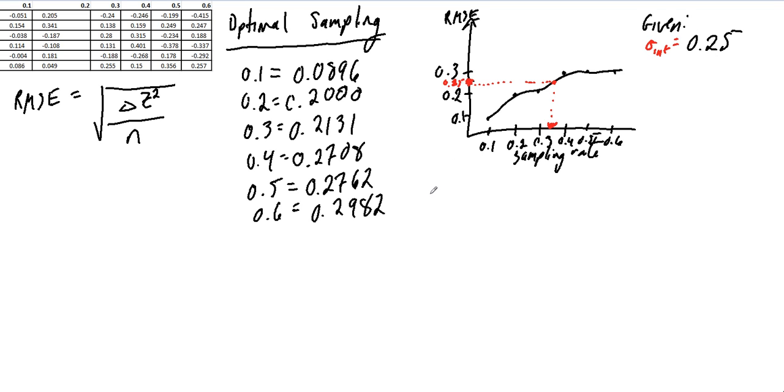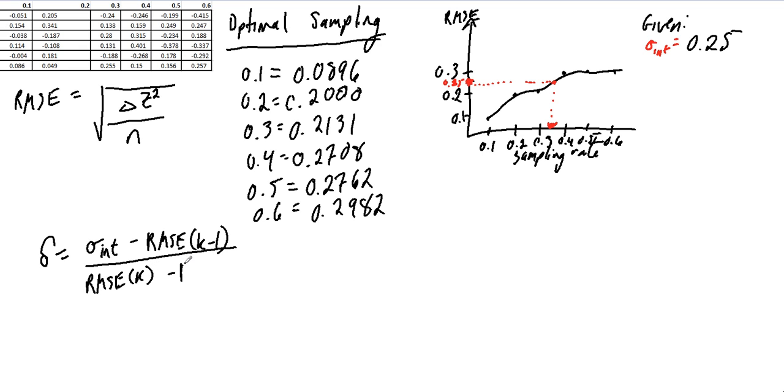Now my next step is to figure out where this falls. Those are the formulas that I gave you in the lecture. My first one is delta. I have to figure out delta, and this one is my sigma int minus my RMSE function at k minus 1, divided by my RMSE at k minus RMSE at k minus 1.